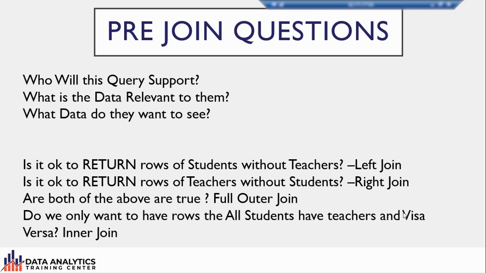If you want to return rows of teachers without students and the matches, then right join may be more fitting. If it's okay to see both of those, students without teachers and teachers without students, including the matches, then full outer join could be your guy. And finally, if you only want to see the teachers that have students and students that have teachers, so you want your data filtered down to just those, then an inner join would be best for you.